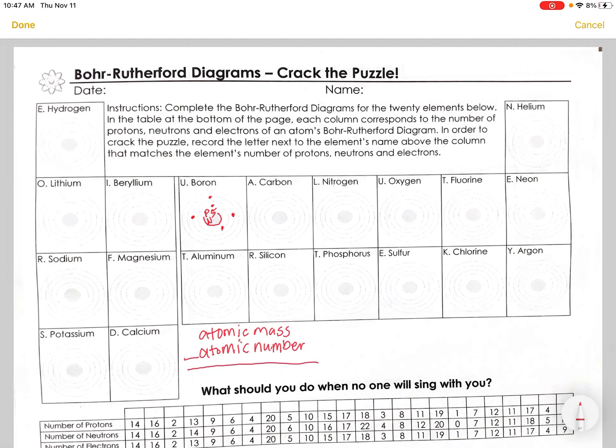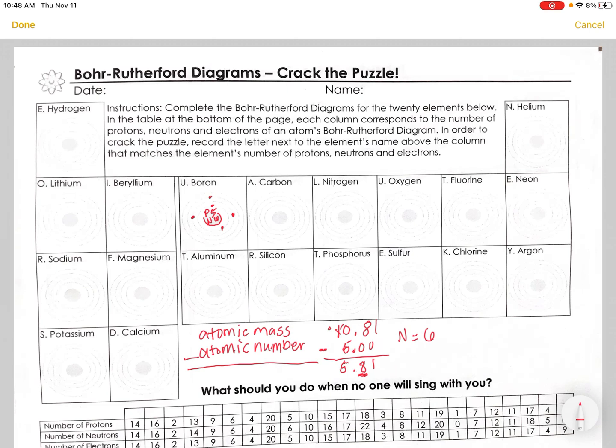Looking at our periodic table, the atomic mass is usually going to be a decimal number. Boron's atomic mass is 10.81. And remember, my atomic number is 5. So I'm going to put 5.00 here and subtract. I get 5.81, and we're going to round it up because of the 8. So our number of neutrons is equal to 6. I'm going to write 6 here.